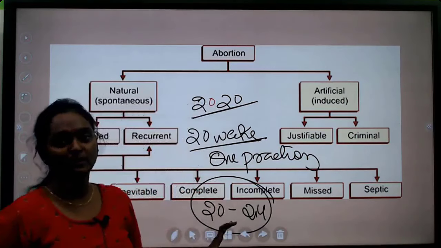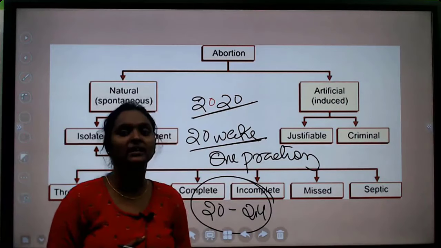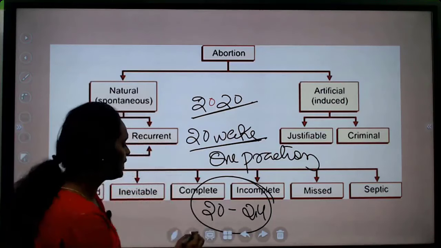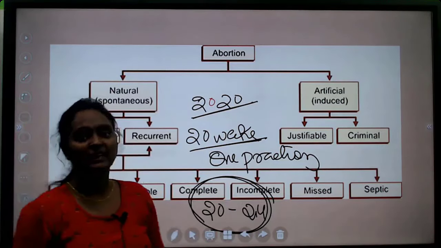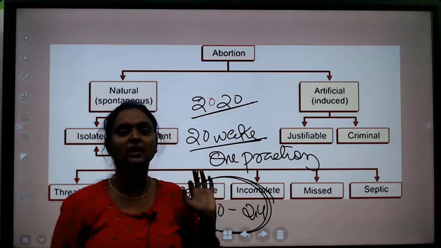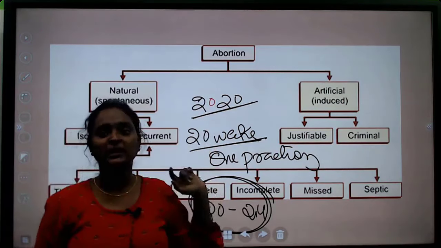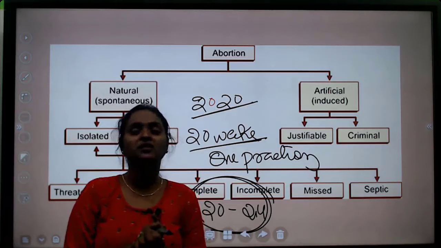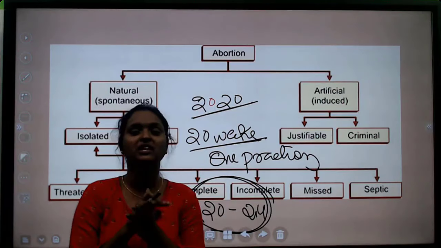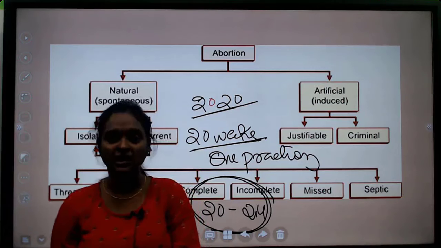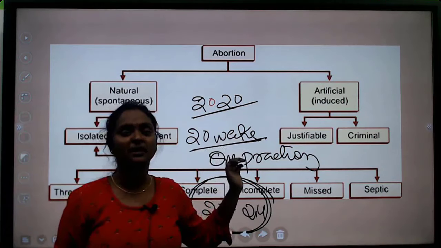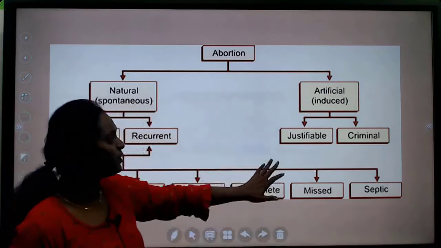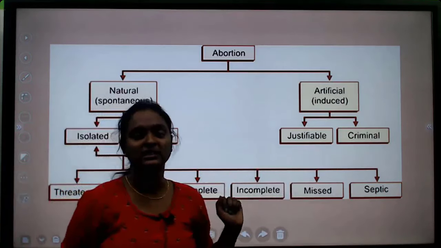If someone wants to terminate, and they didn't know there was a missed abortion, yes or no? If it goes beyond that period, then two medical practitioners' opinions are required to terminate the pregnancy. That is according to the 2020 amendment, and once the termination is done, they should not reveal the information to others. The patient's information must be confidential. So these are the three amendments which happened under this 2020. Clear? So that is about the medical termination of the pregnancy. Is it clear to everyone?